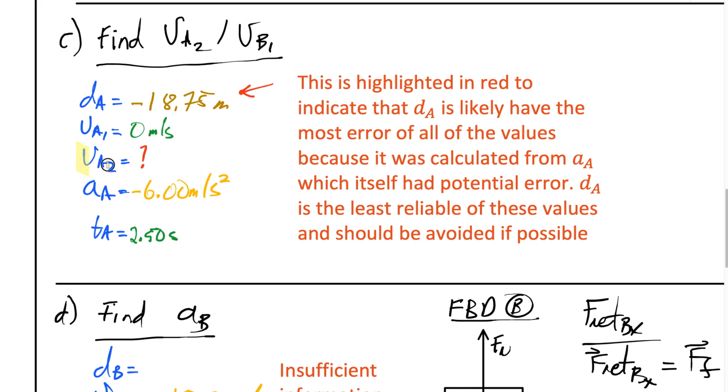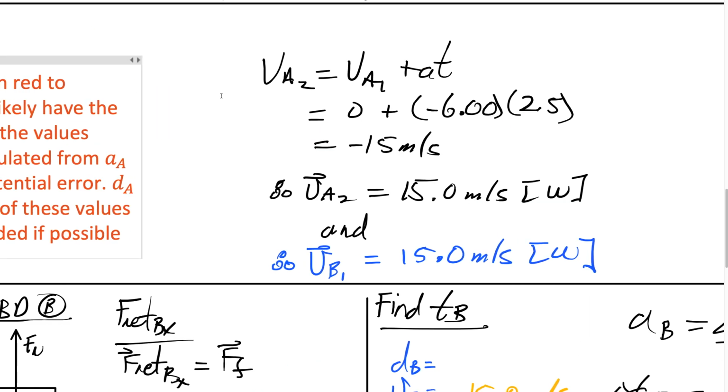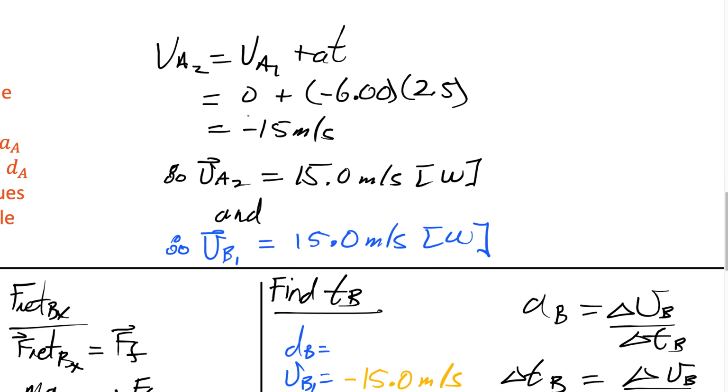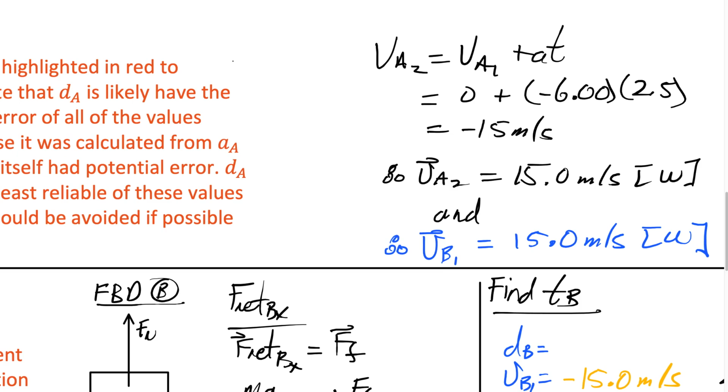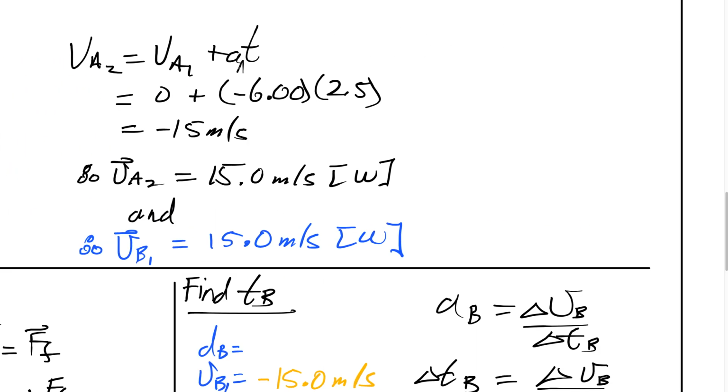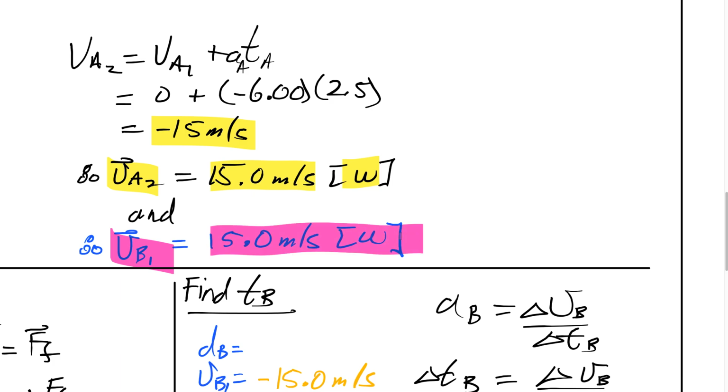Therefore, when we're looking for our VA2, we should avoid using our DA, which means we should use VA2 is equal to VA1 plus the acceleration in, good gravy, let's be more consistent there, the acceleration in section A times the time in section A. Substituting in, we get negative 15 meters per second. Therefore, VA2 is 15 meters per second west. And that also means that our VB1 is 15 meters per second to the west.